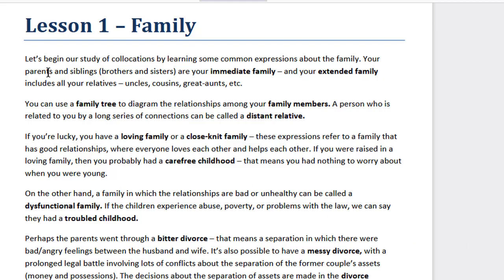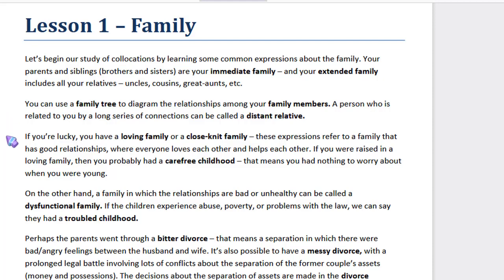Let's begin our study of collocations by learning some common expressions about the family. Your parents and siblings, brothers and sisters, are your immediate family, and your extended family includes all your relatives: uncles, cousins, great-aunts, etc. You can use a family tree to diagram the relationships among your family members. A person who is related to you by a long series of connections can be called a distant relative.